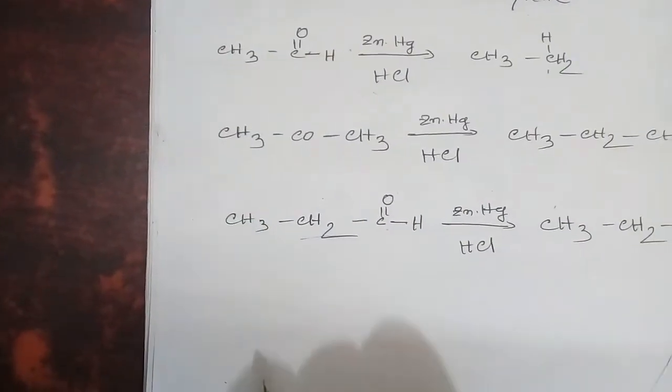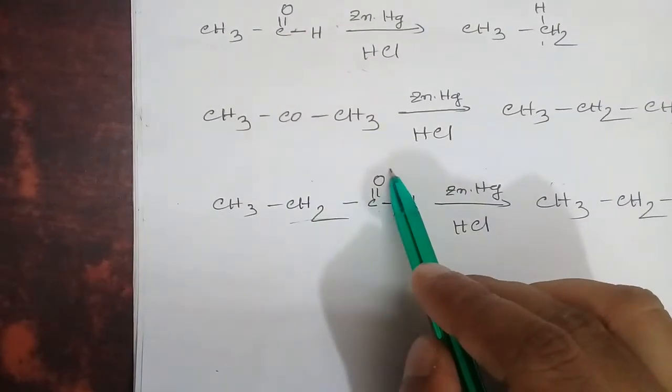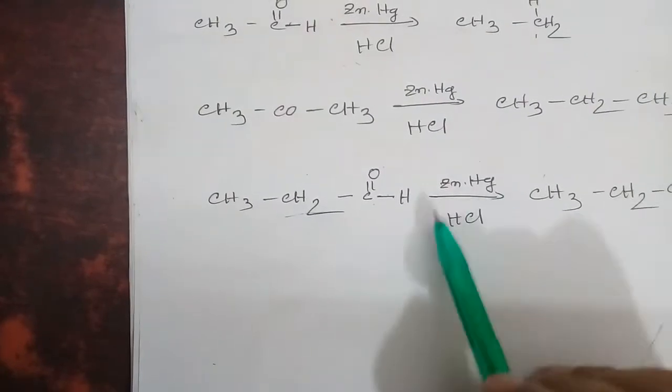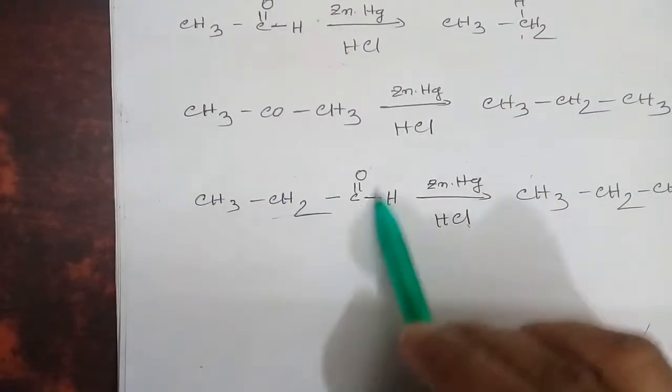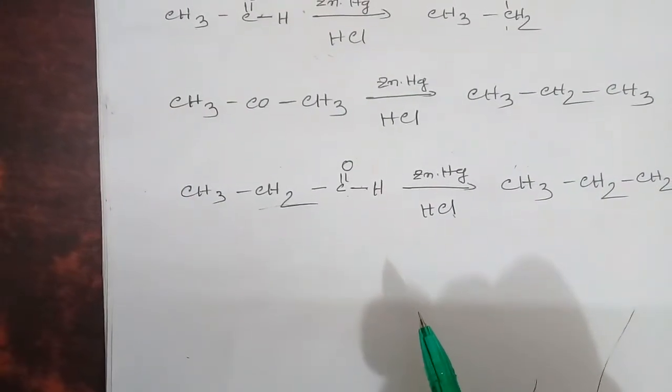Here is another example. Here is propanal. So here is also one C=O group. So in the presence of zinc amalgam and HCl, the C=O group will be converted to a CH2 group. So we will get propane.